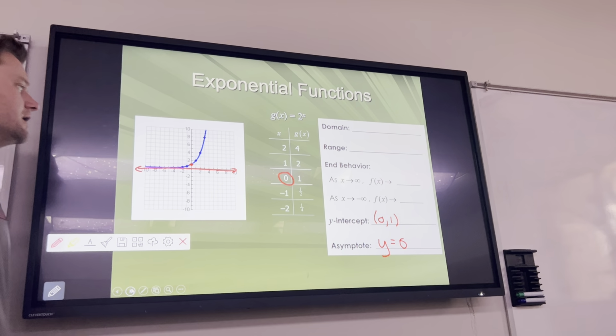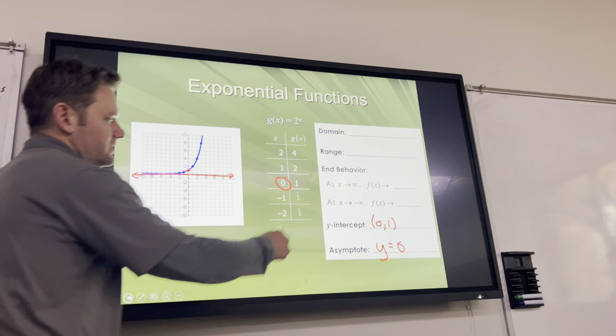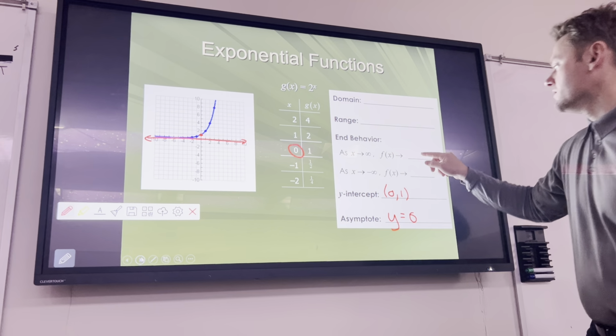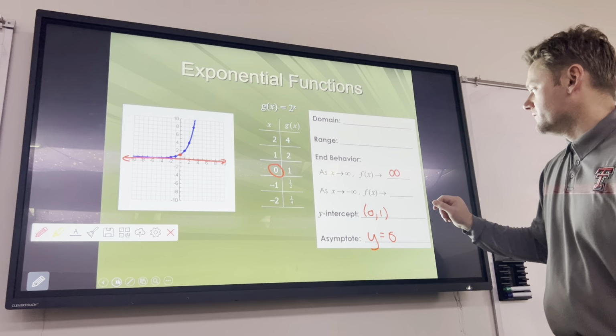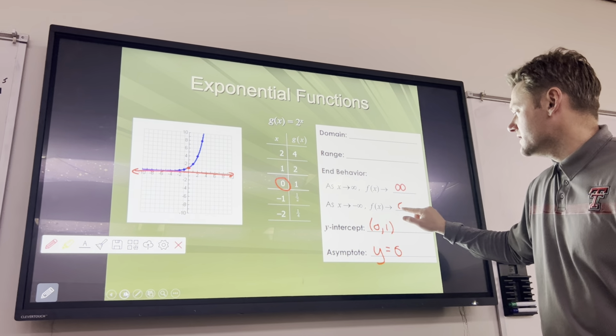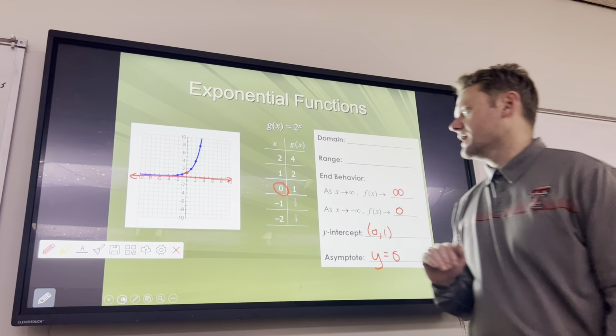All right. What is my end behaviors? Well, as x goes to infinity, y is also going to go to infinity. As x goes to negative infinity, this way, well, what does y go to? Well, that is getting closer and closer to 0. Remember, I have that asymptote.